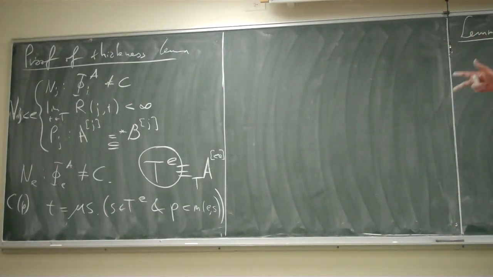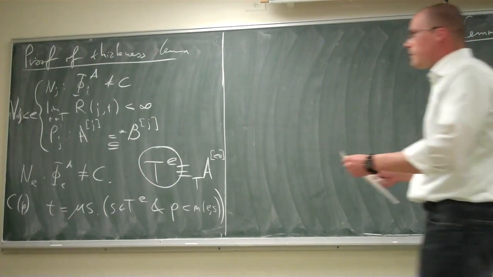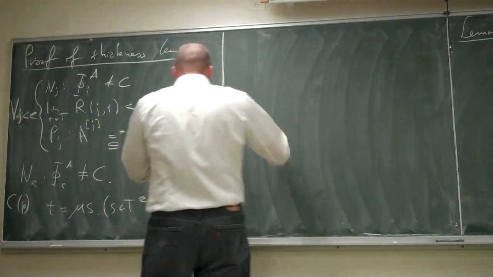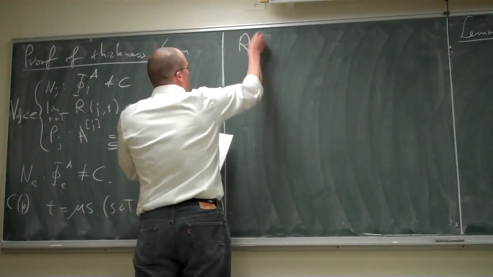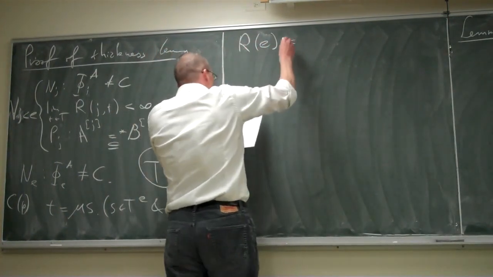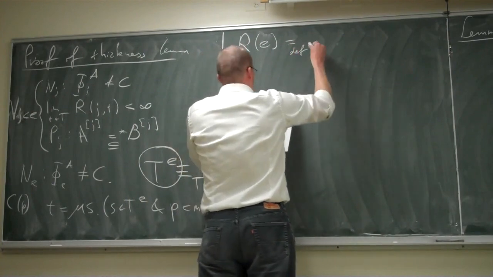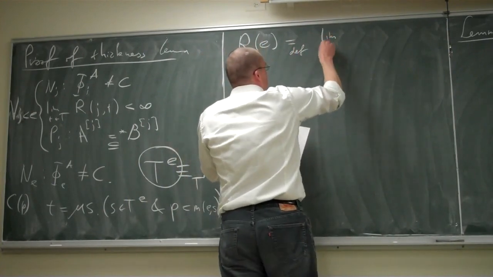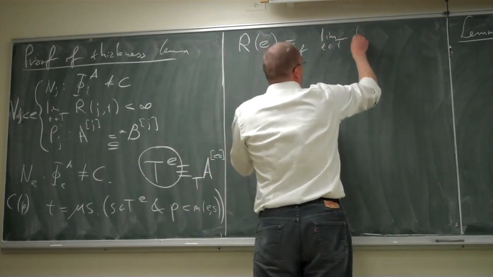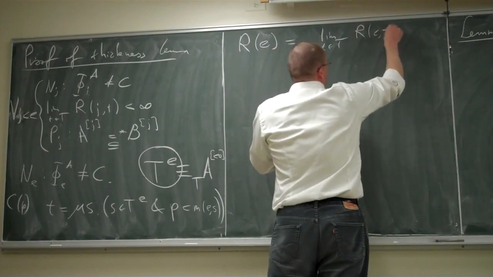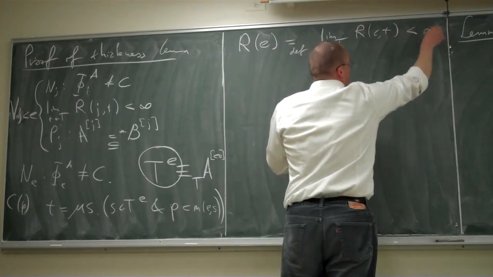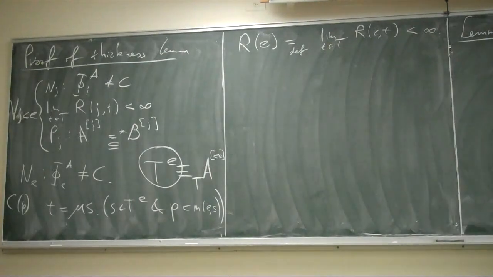Everybody happy? Okay, then we need to see that RE, which I define to be the limit over T of RET, is finite.